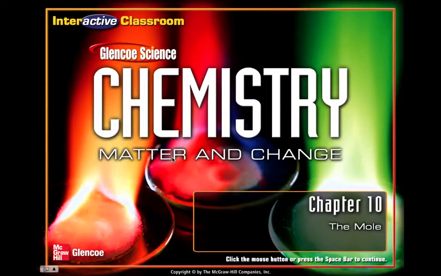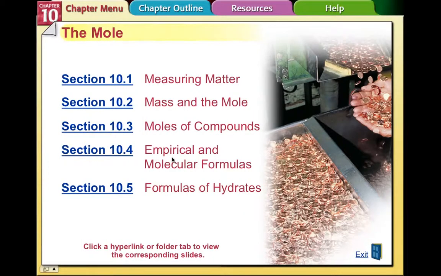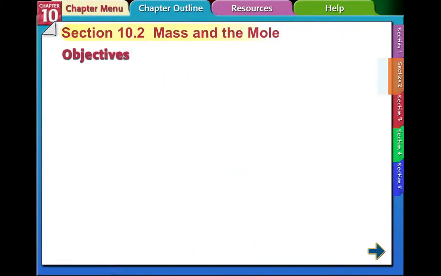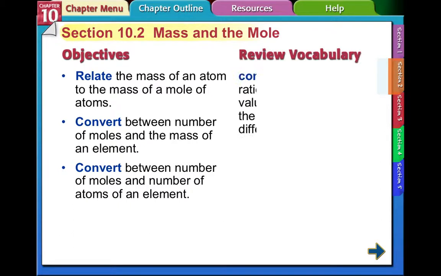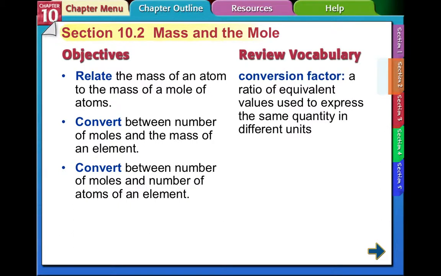With our concept of the mole. We are moving into section 2, mass and the mole. Our objectives for this chapter: relate the mass of an atom to the mass of a mole of atoms, convert between number of moles and the mass of an element, convert between the number of moles and the number of atoms of an element. Okay, remember the conversion factor, a ratio of equivalent values used to express the same quantity in different units.